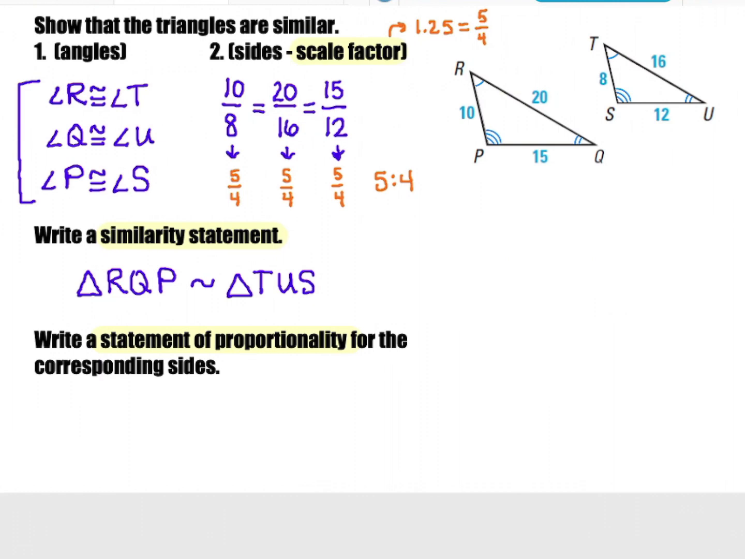And then statement of proportionality. We sort of already did that when we were checking those proportional side lengths. But for the official statement of proportionality, we're going to write the actual names of the sides. The length of RP is to the length of TS, as the length of RQ is to the length of TU. And what's my last one? That bottom one, right? If we call that first one PQ, the ratio of PQ to SU should be equal to those other ones. So that would be called a statement of proportionality.